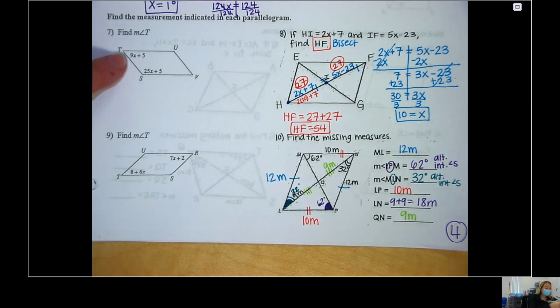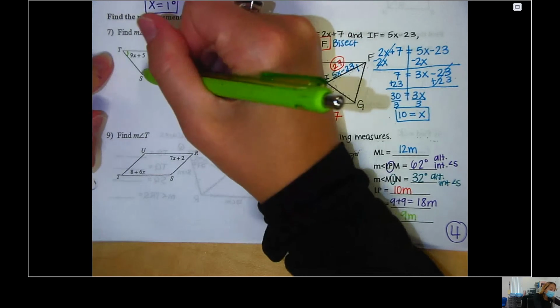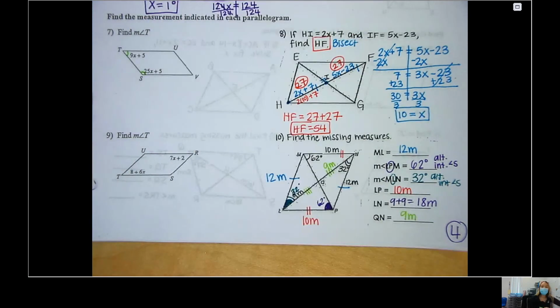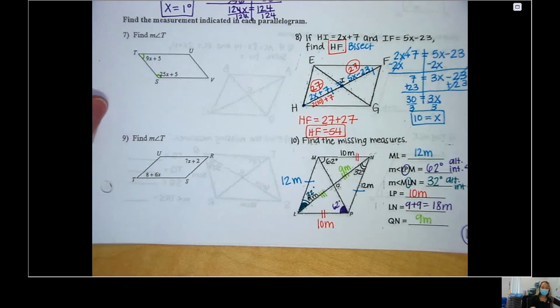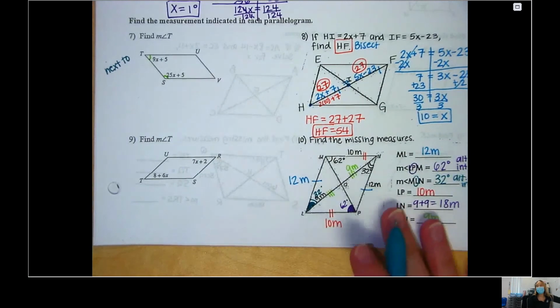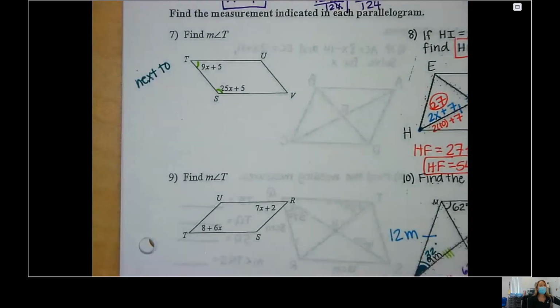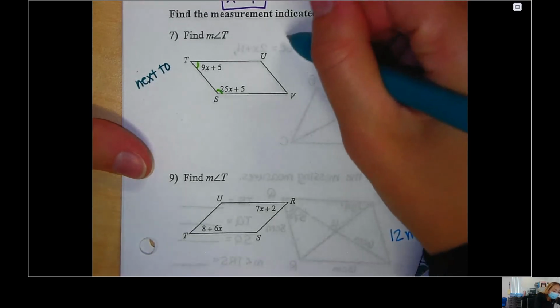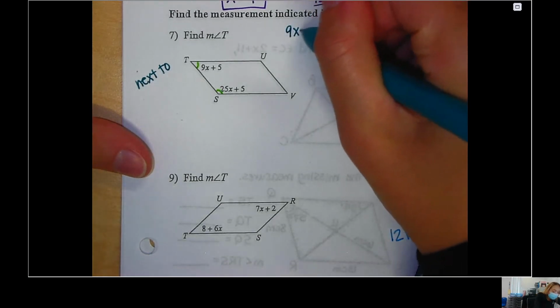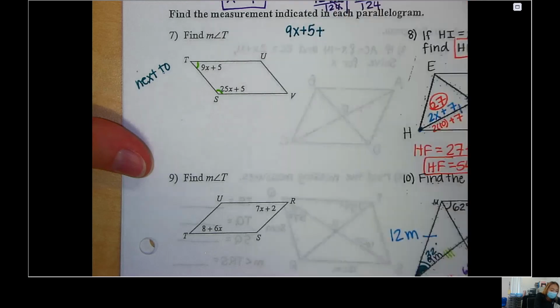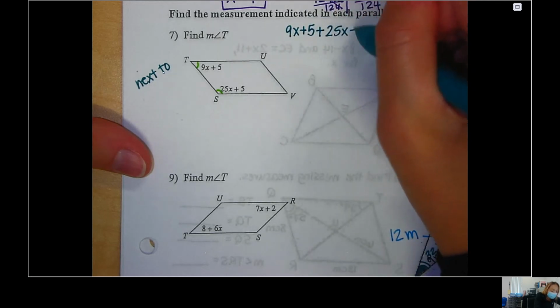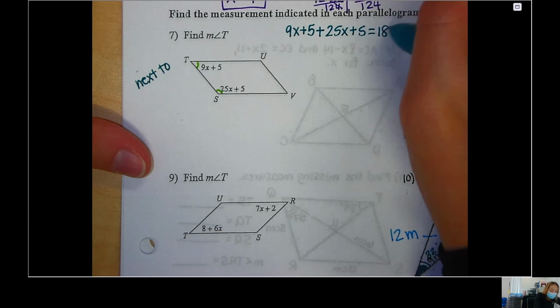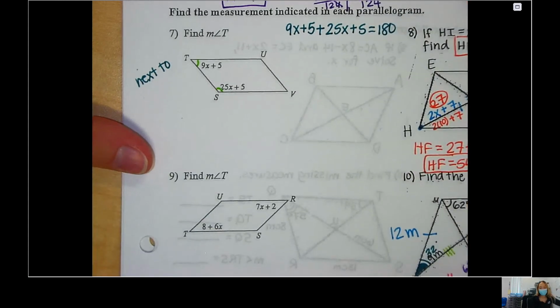Now, if you look at these 2 angles, angle T and angle S, are they next to each other or are they opposite? They are next to. What does that mean I should do with them? Add them and set them equal to 180. So your equation is going to be 9x plus 5 plus 25x plus 5 equals 180. I'm not going to finish it. You're going to finish it.